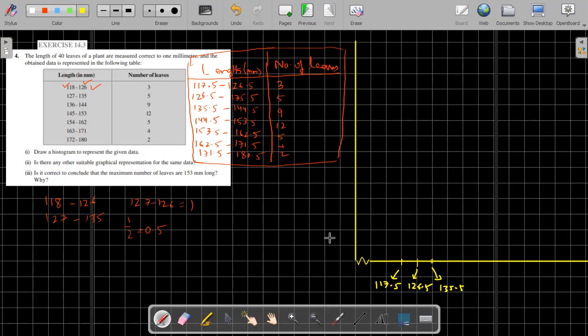Now we have to take the heights. The heights are given, so we can take 0, 1, 2, because the maximum is 12. Then 2, 3, 4, 5, 6, 7, 8, 9, 10, 11, 12, 13, like this. Here also you can write histogram.